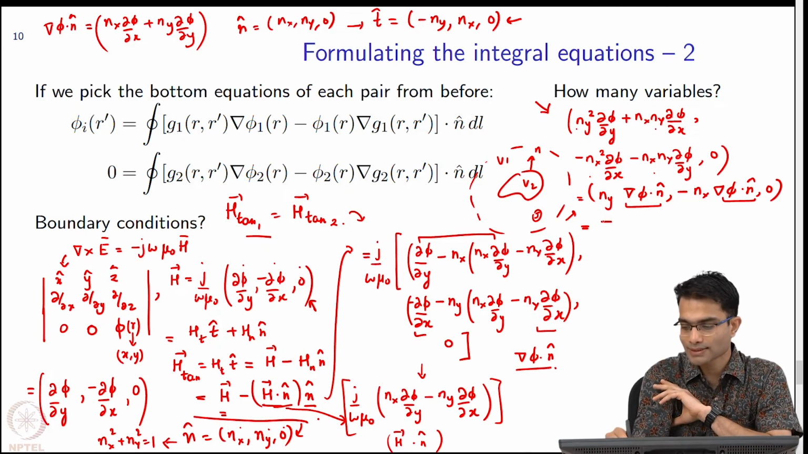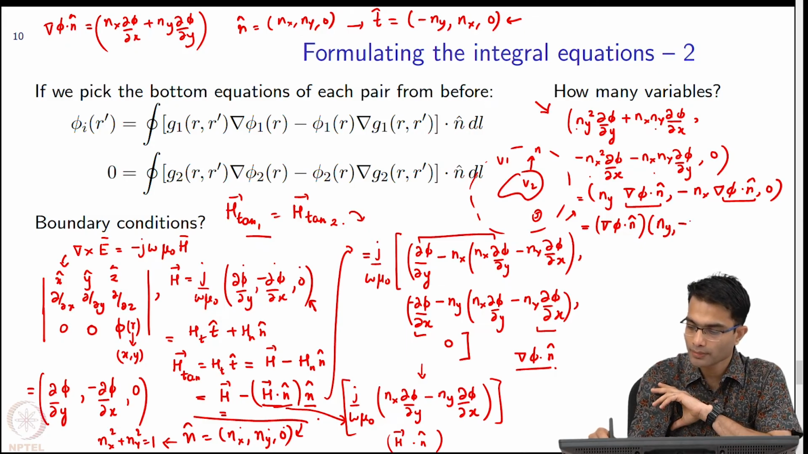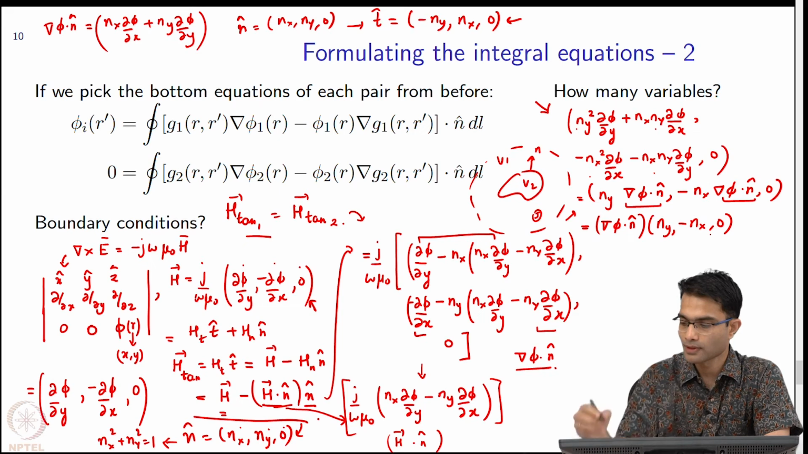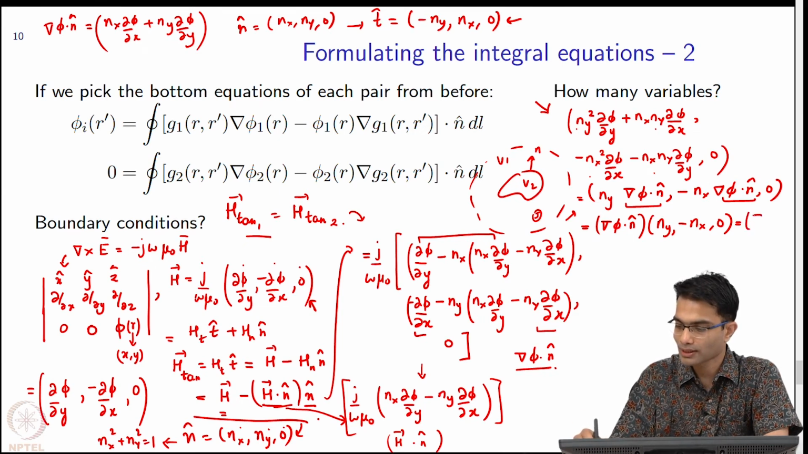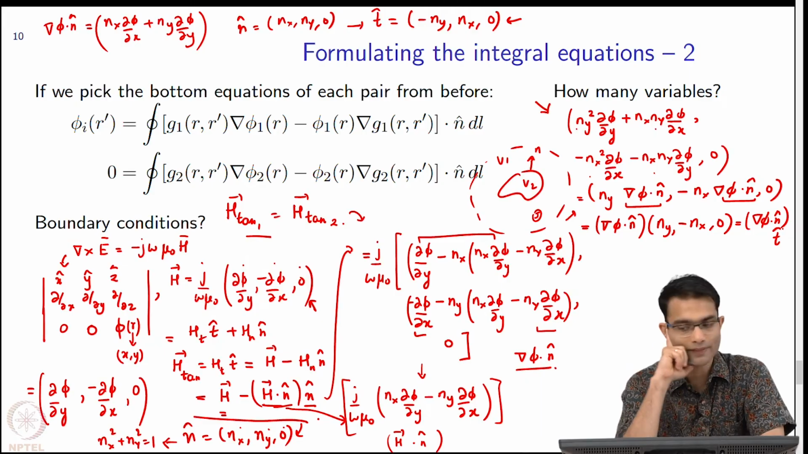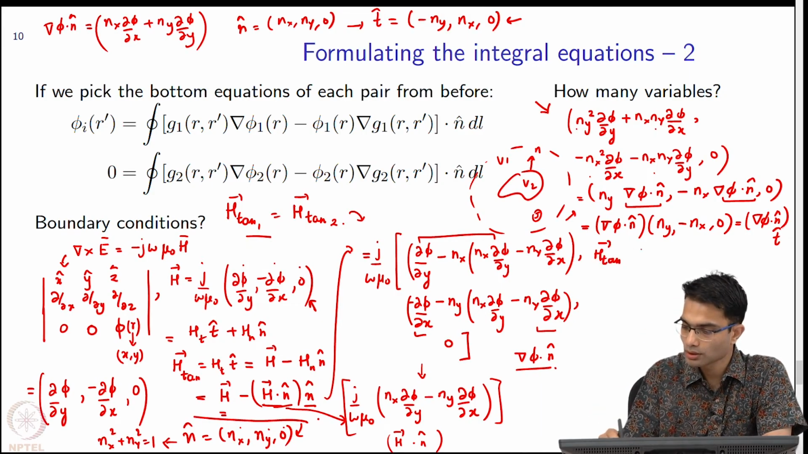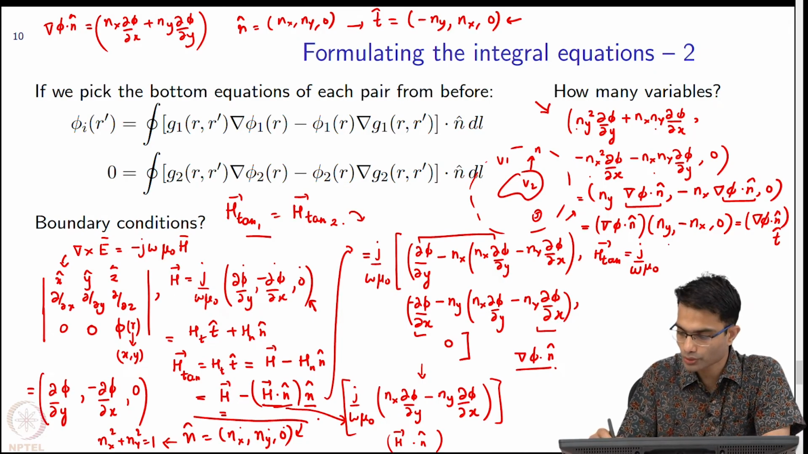Can we write this as grad phi dot n hat, a scalar, times (ny, minus nx, 0), which is nothing but grad phi dot n hat along t hat. We were finding H tangential field. So what I have got is H tangential is j by omega mu naught, grad phi dot n hat, along t hat.